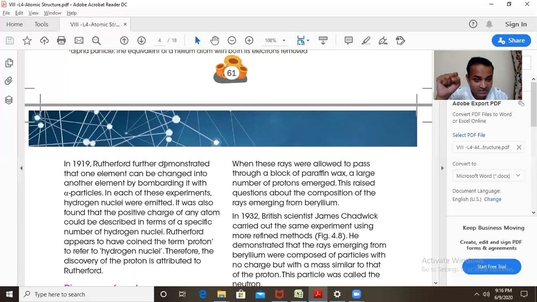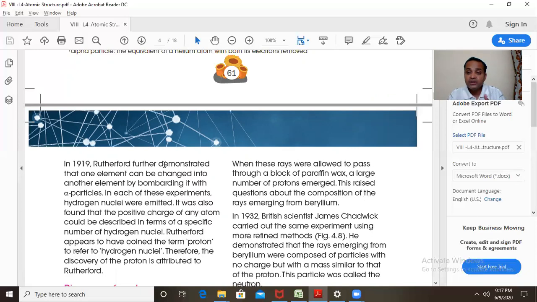Positively charged mass. And so he found that when an element is bombarded with alpha particles and converted into another element, some positively charged particles were given out, and he called them hydrogen nuclei because they were having one positive charge. And what does the hydrogen nuclei consist of? Only one proton. So when it was bombarded, hydrogen nuclei was given out. That means protons were given out.